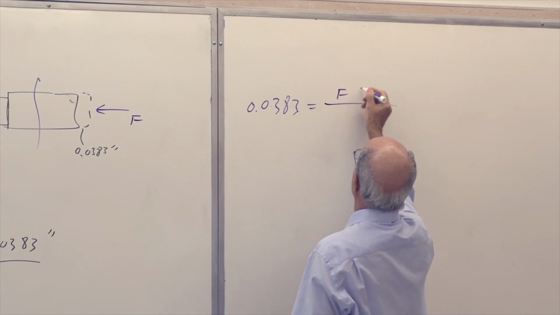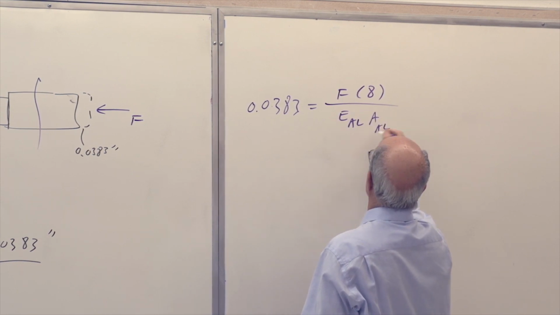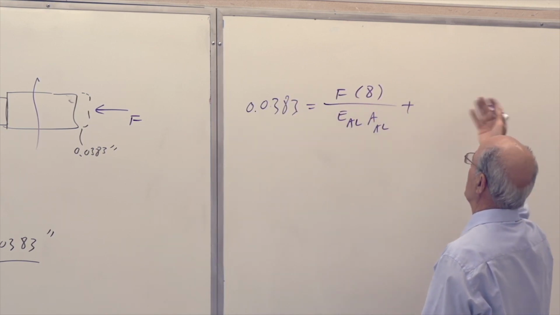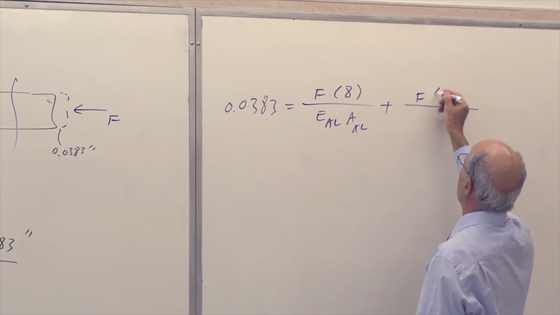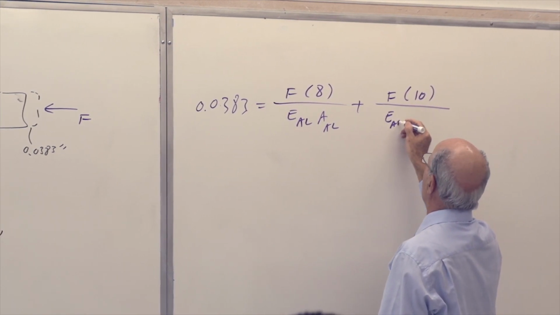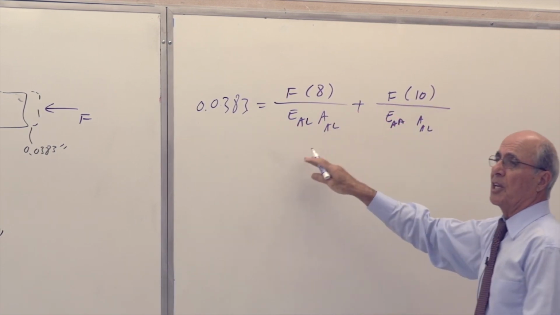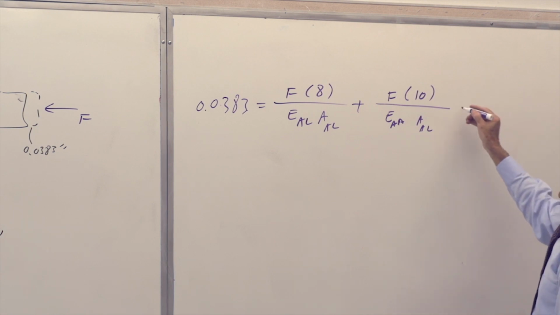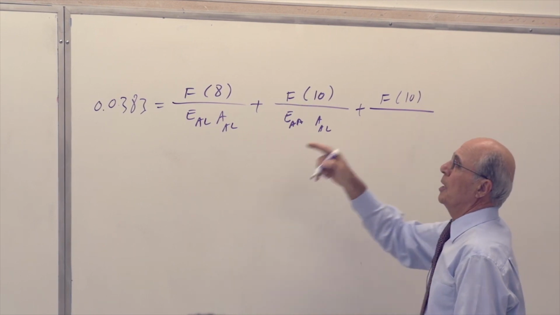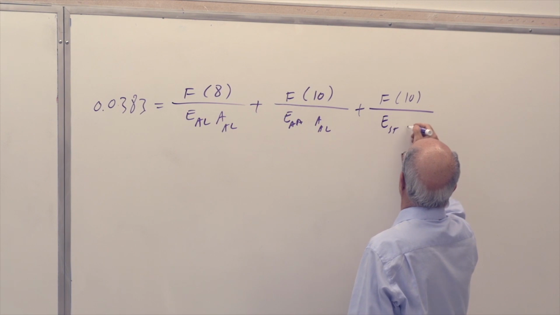So it's F times 8 inches divided by E of aluminum, A of aluminum, which is part AB, plus, as I said, these are all in compression, so all negative, but we are bypassing that. Again, F, the length of BC is 10, it is aluminum, E of aluminum. Actually, you can combine these two together because they have the same EA. So usually we do. And plus the third one, which is still F, but the length is 10, and this time it's stainless steel. So therefore, E of steel, A of steel.